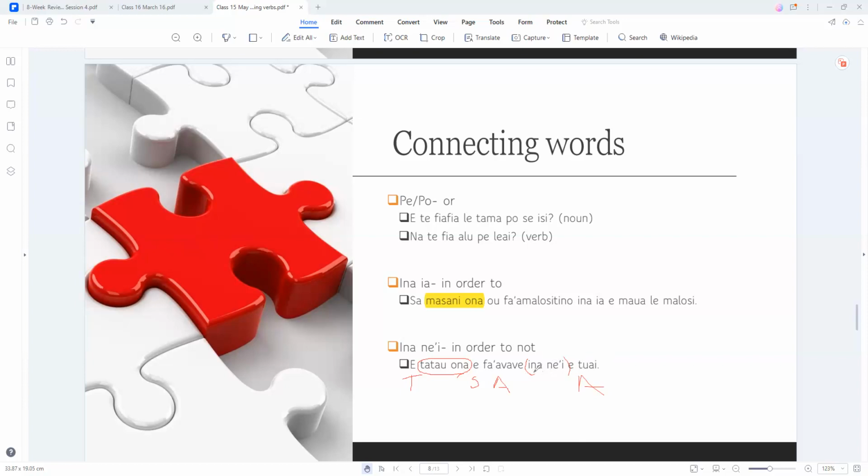E tatau ona e fa'avave ina ia ne'i e tuai. And you can even rearrange these sentences, like: if you don't want to be late, in order to not be late, you should hurry. We'll get to rearranging sentences. If you show up in the summertime, a few weeks from now, we're going to do a lot of rearranging and just speaking in Samoan. Right now, it's more about getting the principles.